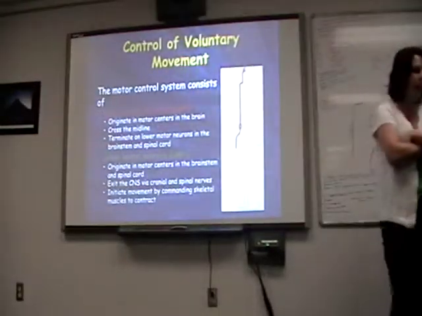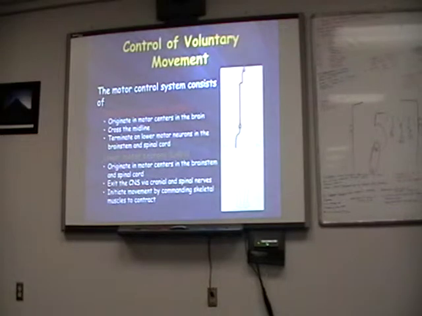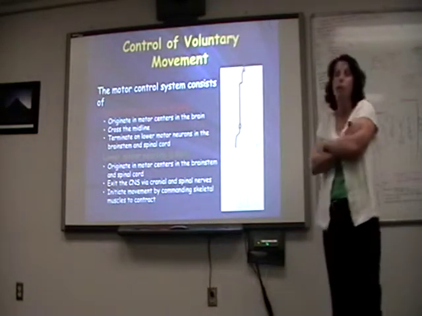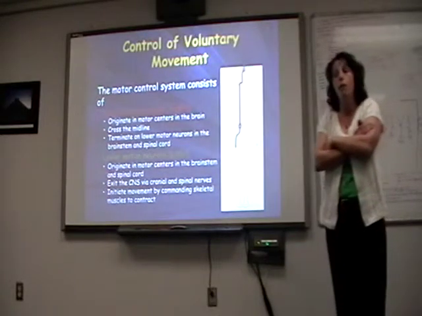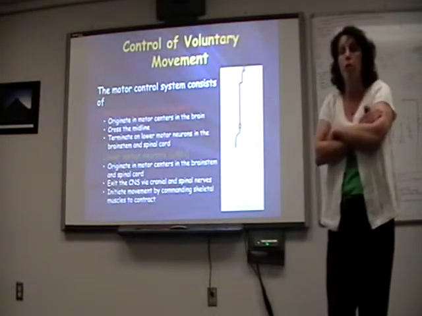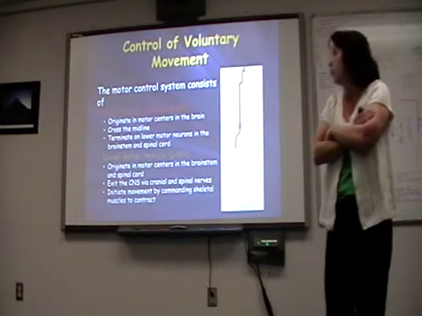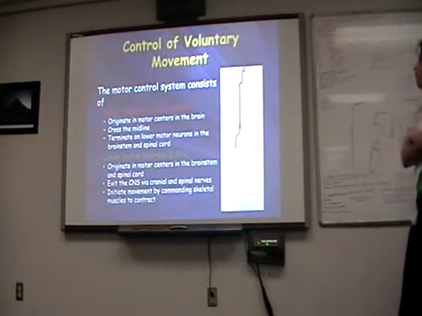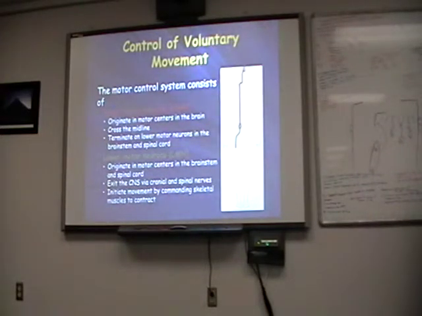So again, we've got our upper motor neurons and lower motor neurons. I'm not going to spend too much time on these. But the upper motor neurons, for the most part, are in the precentral gyrus. Their cell bodies. We're going to go down the corticospinal tracts to the lower motor neurons, which are going to be in the brainstem for our facial muscles, and then in the spinal cord for the rest of the body.